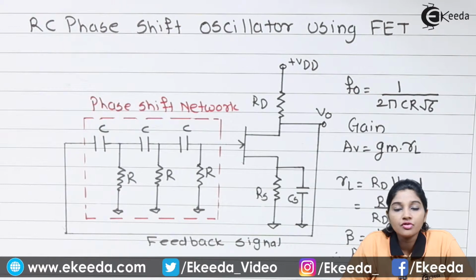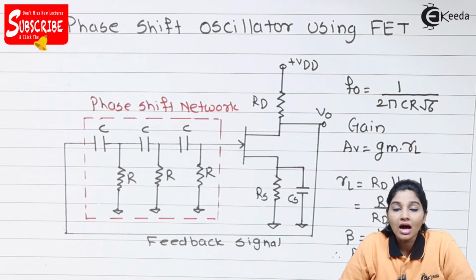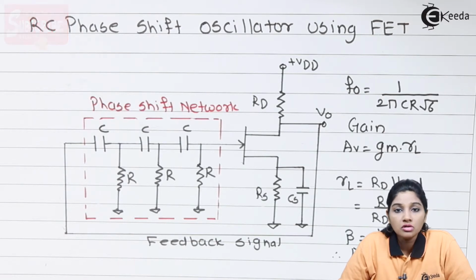So in the RC phase shift network, we use three capacitors of equal value and three resistors of equal value, which form a circuit consisting of three RC phase shift networks and provide a phase shift of 180 degrees. Now, the reason for using FET in this circuit is that the input impedance of a FET is very high, so that will reduce the loading effect on the feedback circuit. When we use a transistor, the low input resistance causes a loading effect on the RC phase shift network. Therefore, if we use FET instead of a transistor, the circuit provides a more stable and more accurate output frequency.